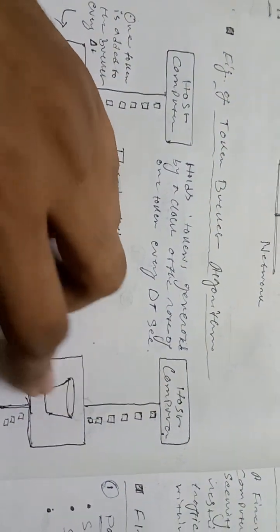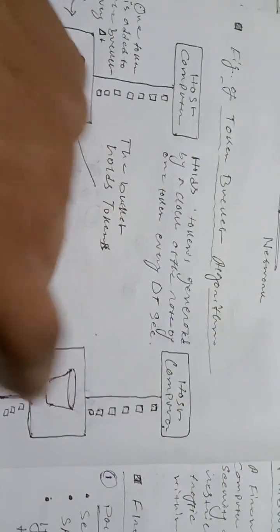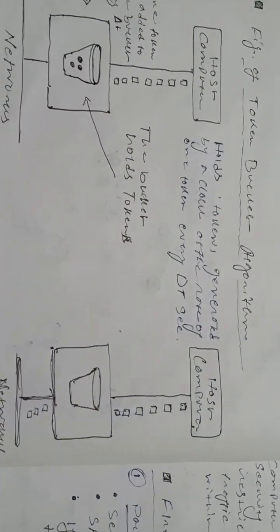Then the host computer stores the tokens in the bucket and they come out. So this is the token bucket algorithm. Let's see the working of the token bucket algorithm.